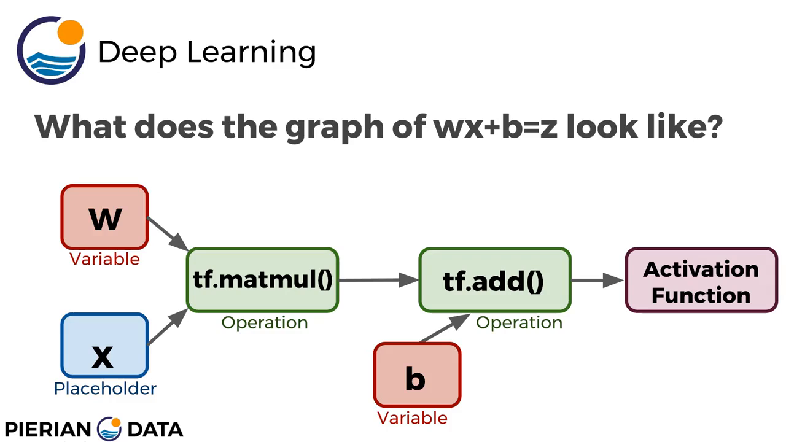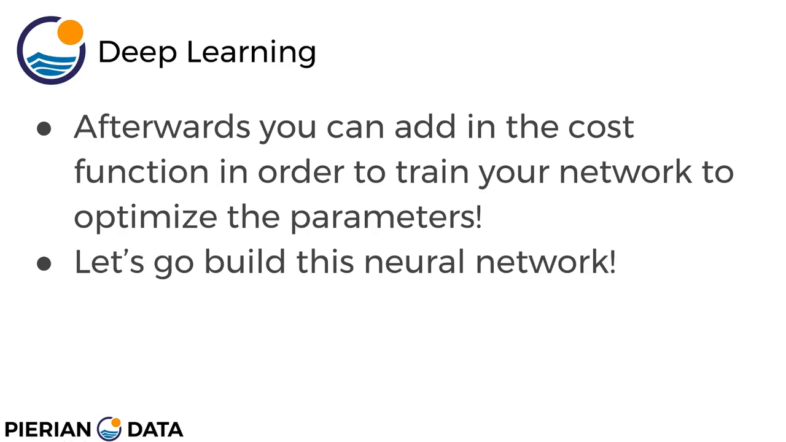Then we're going to have an operation, a matrix multiplication, and then to that result, we'll have another node in the graph, which is going to be another operation where we add in that b variable. Then we can pass it into an activation function, such as the sigmoid function. Afterwards, we can add in the cost function in order to train your network to optimize the parameters, such as that w term and that b term. Let's go ahead and build out this neural network.